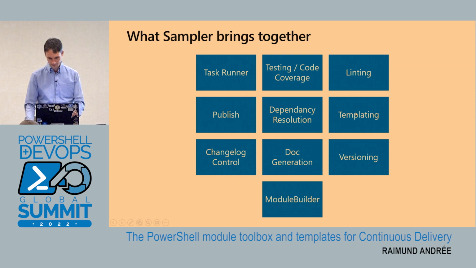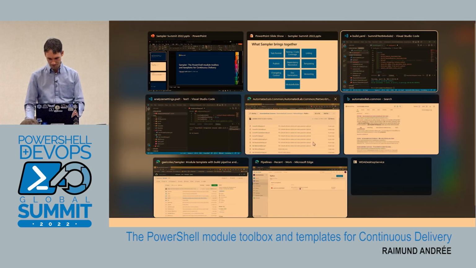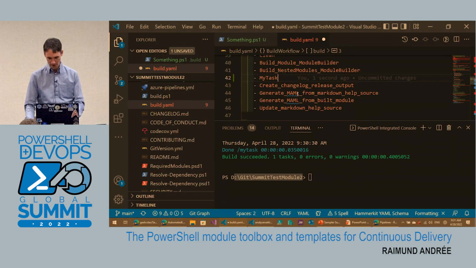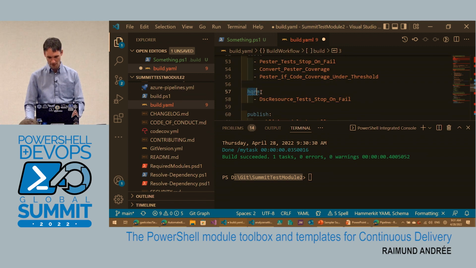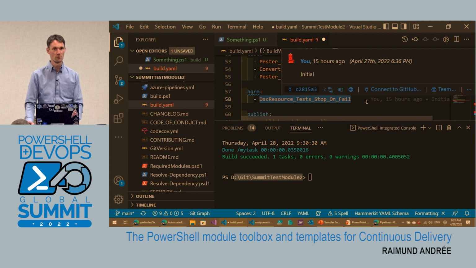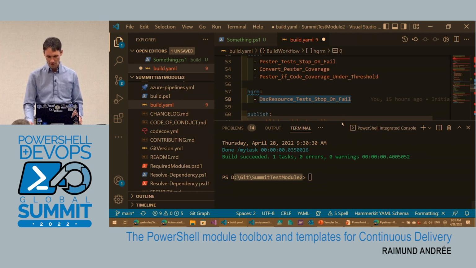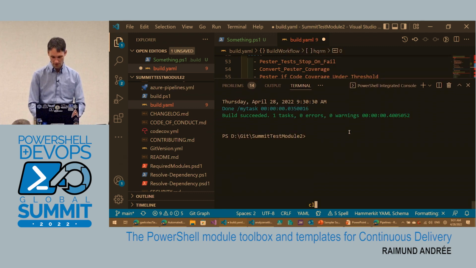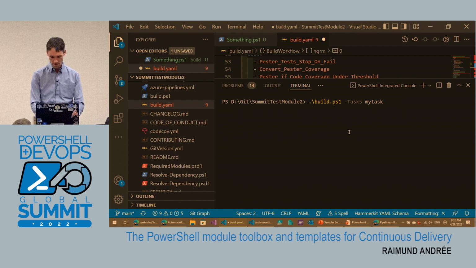Linting. Yeah, linting is done with this task here. We have the HQRM task. It's actually called DSC resource tests, but it works for any code as well, because the coding guidelines that the DSC community has invented are pretty good. So you can also run it against your code. And let's see if we find any issues here.